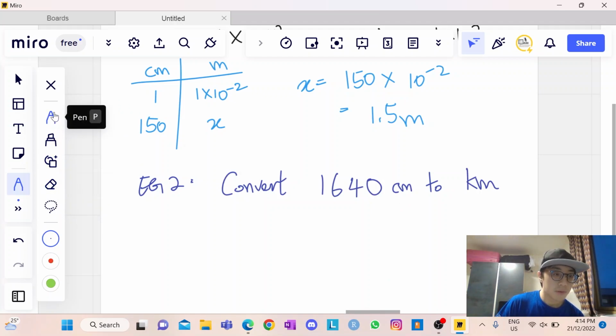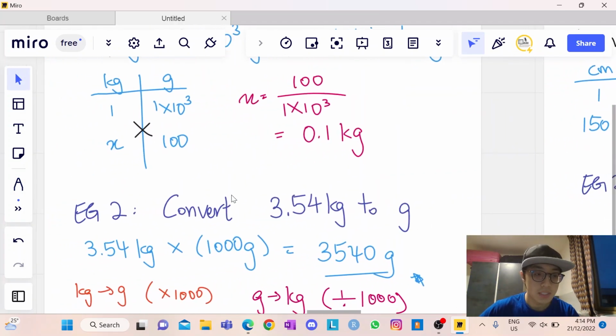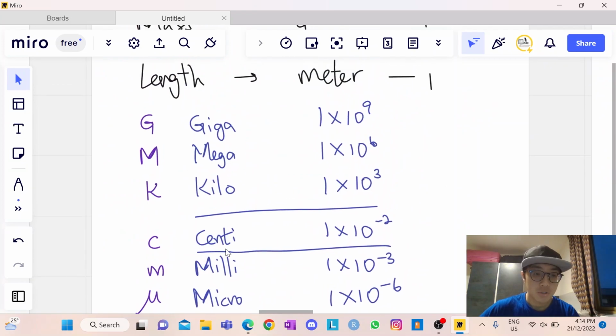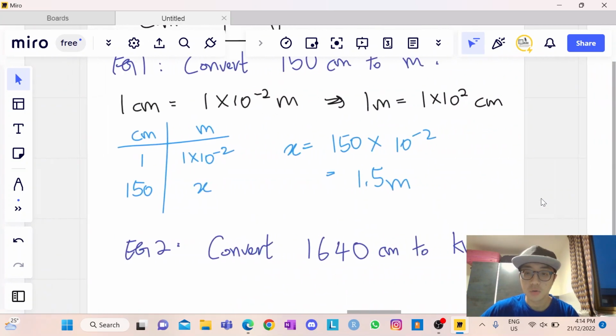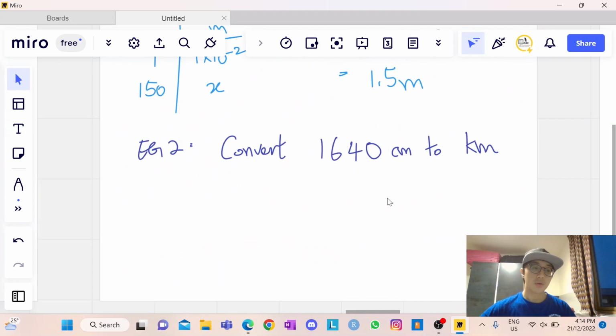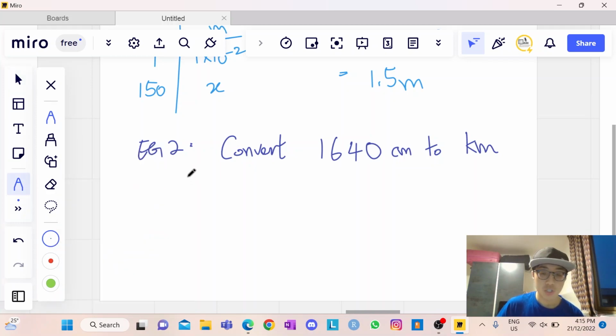Okay, from here we can write, how do we do this? From cm to km. So from centimeter right here to kilometer right here. Okay, so 1 kilo is 1 times 10 to the power of 3, the base unit. And 1 centi is equal to 1 times 10 to the power of -2, the base unit. So maybe you can pause the video to actually try to do it first, then double check with the answer. All right, so I'm going to start to solve this question right here.